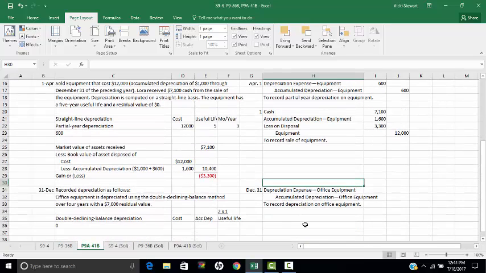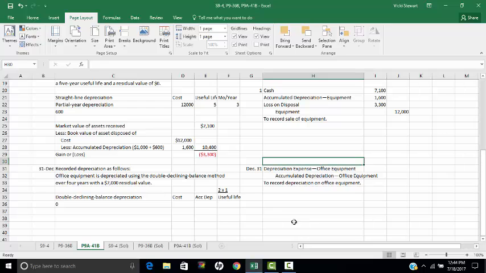The last entry says that we're going to record depreciation expense on the office equipment. So this is going to be that new piece of office equipment that we bought on January 1st, and it says we're going to depreciate it using the double declining balance method over 4 years with a $7,000 residual value. Well, remember when we record depreciation using double declining balance, we actually do not subtract the residual value. We depreciate the equipment at cost minus accumulated depreciation, but not below the residual value.